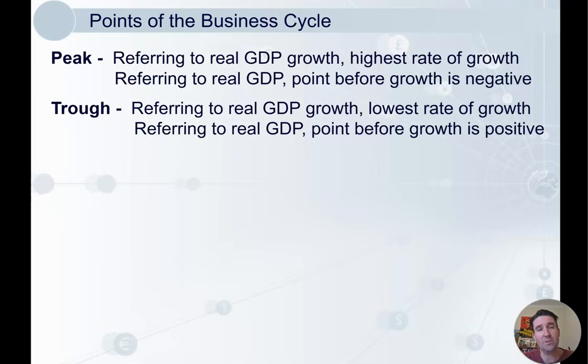And the trough is the opposite of a peak, right? So on the real GDP growth diagram, it's the lowest rate of growth. And on the real GDP business cycle, it's the lowest point of GDP. So it's going to be the part just before growth goes positive, right?